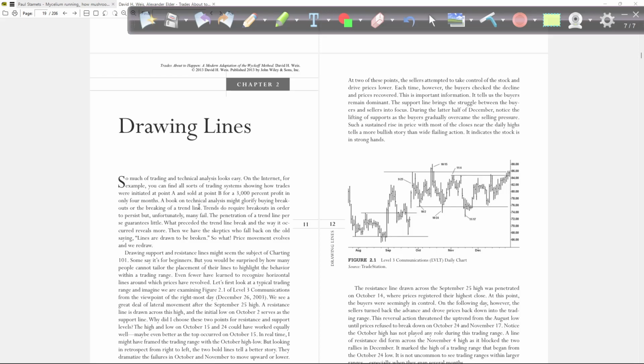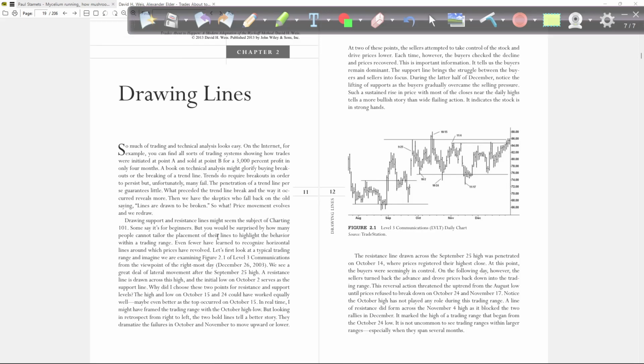Drawing support and resistance lines might seem the subject of charting 101. Some say it's for beginners, but you would be surprised by how many people cannot tailor the placement of their lines to highlight the behavior in a trading range. Even fewer have learned to recognize horizontal lines around which prices have revolved. Let's first look at a typical trading range and imagine we are examining figure 2.1.